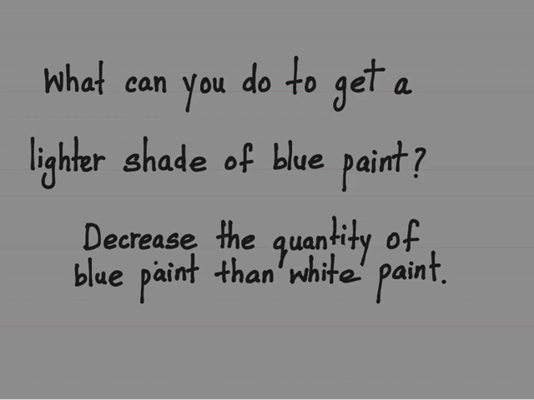What can you do to get a lighter shade of blue paint? To get a lighter shade of blue paint, decrease the quantity of blue paint compared to white paint. For example, 2:10. So if you use 2 cups of blue paint, you can use 10 cups of white paint. In this way, you'll get a lighter shade of blue paint.